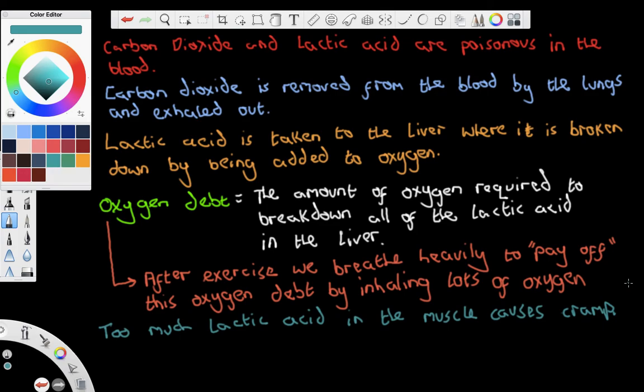So, carbon dioxide and lactic acid are poisonous in the blood. Carbon dioxide is removed from the blood by the lungs and exhaled out. Lactic acid is taken into the liver where it's broken down by being added to oxygen. Oxygen debt is the amount of oxygen required to get rid of this build-up of lactic acid in the liver. After exercise, we breathe heavily. So after you've been sprinting, you'll breathe heavily for a while to get enough oxygen to your liver so that it can break down all the lactic acid that your muscles have built up. Too much lactic acid in the muscle causes cramp.